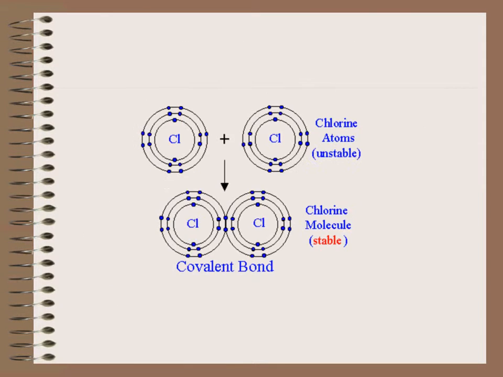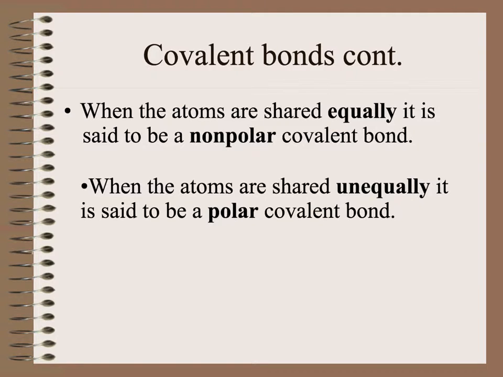Here's just a picture showing you chlorine and chlorine, and here's where we're actually sharing that pair of electrons. So we have a single covalent bond between 2 chlorine atoms, and it's covalent because they are sharing electrons. Alright, so covalent bonds are when we are sharing electrons.